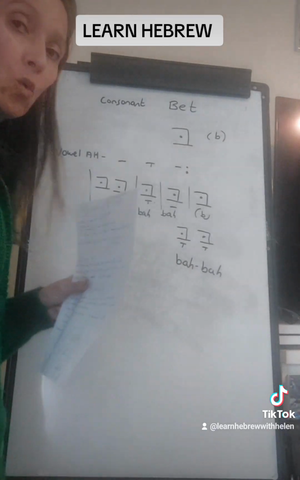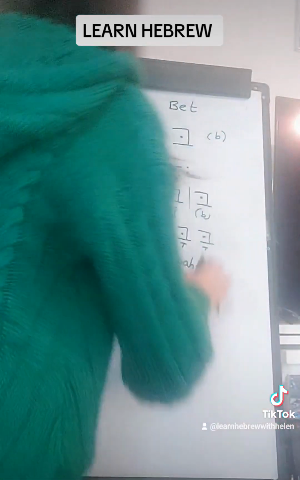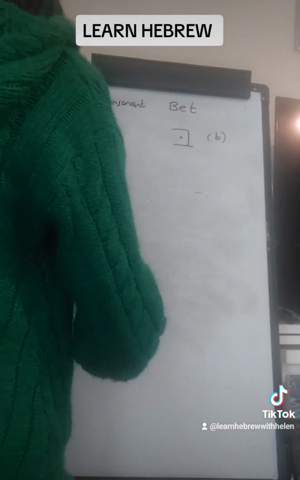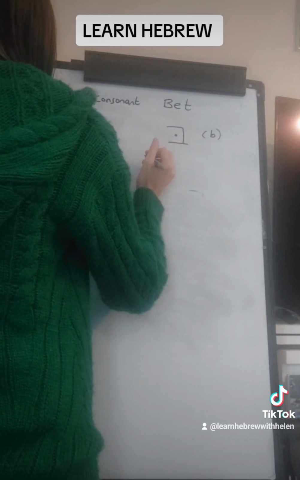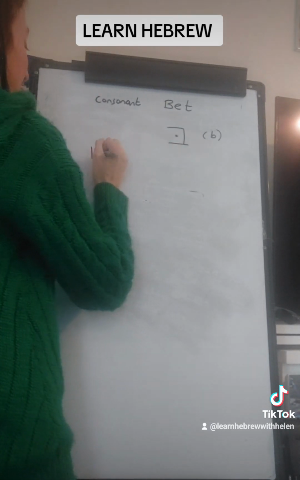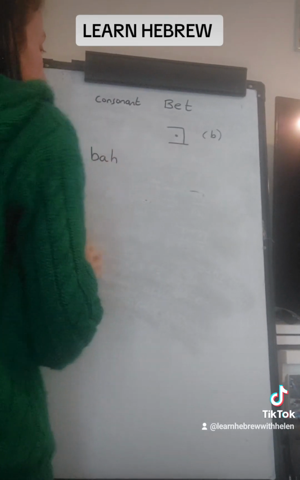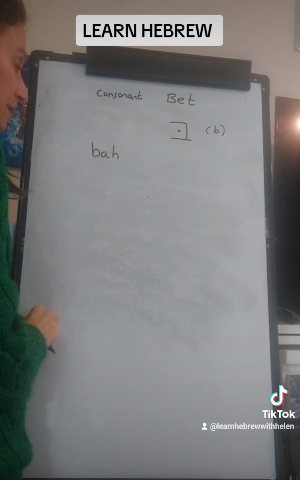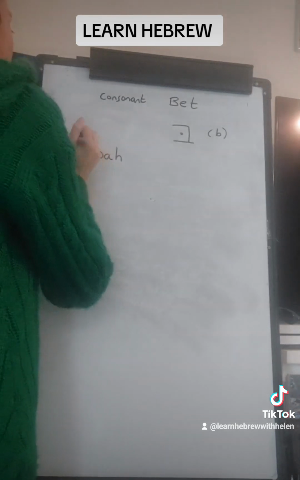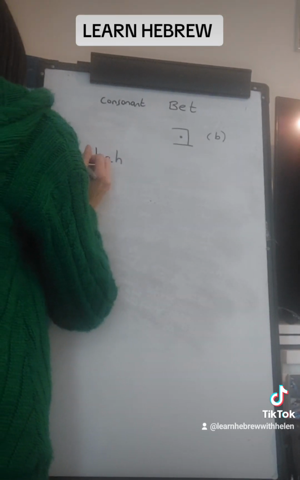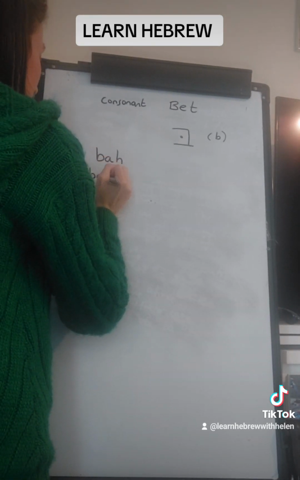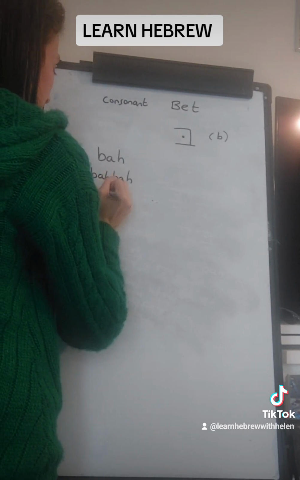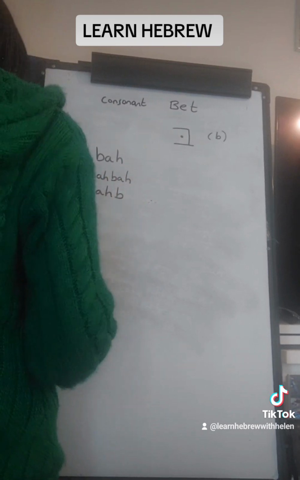Right, so now I want you to have a go at writing. I'll say a sound and have a go if you can write it in Hebrew. So if I said I want the sound ba, have a go of writing to see how you would write it. And then I'll put the answers up now. So the first one I want you to do is ba. The second one, ba ba. And the third one, bab.